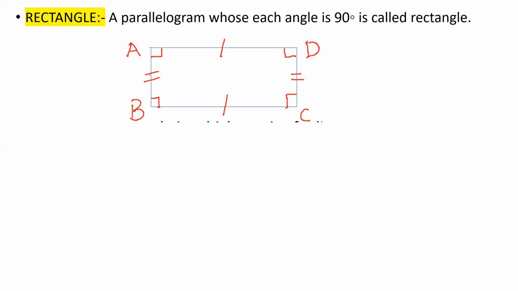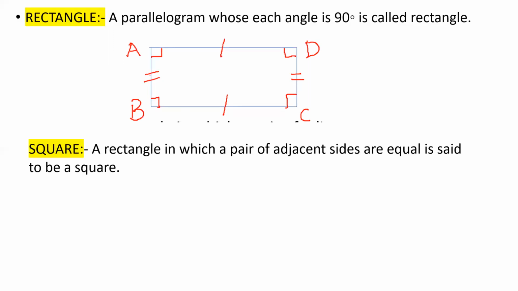that all angles are 90 degrees, means they are congruent, and diagonals are equal. Congruent means AC equals BD. You can prove this by a congruency test, that is SAS. By the congruency test, you can prove that diagonal AC is equal to diagonal BD. Okay. Next type is a square.